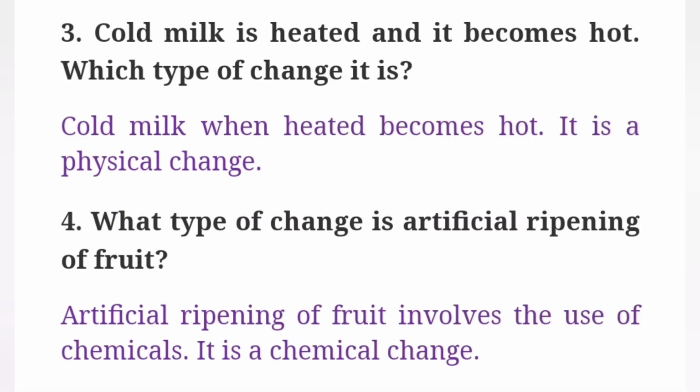Third question, cold milk is heated and it becomes hot. Which type of change is it? Answer, cold milk when heated becomes hot. It is a physical change. Fourth one, what type of change is artificial ripening of fruit? Artificial ripening of fruit involves the use of chemicals. It is a chemical change.